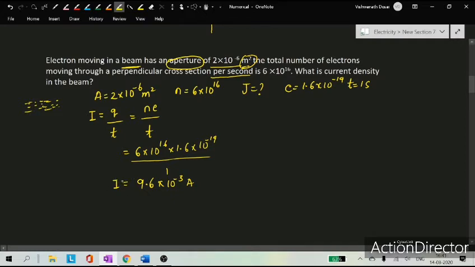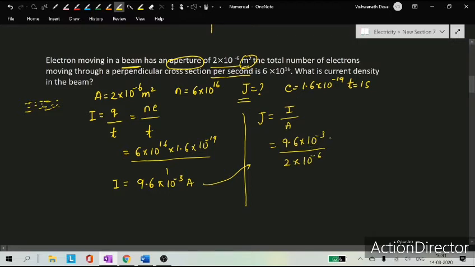Now what they are asking in the question is the current density, right? Current density we must calculate. So the current density formula: J is equal to I divided by A. What is the value of I here? You found it: 9.6 into 10 to the power minus 3, divided by the value of area. The area of the beam they have given is 2 into 10 to the power minus 6.